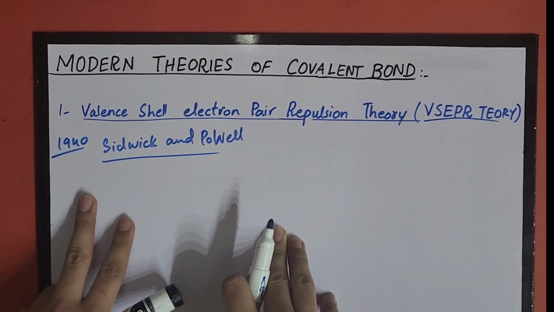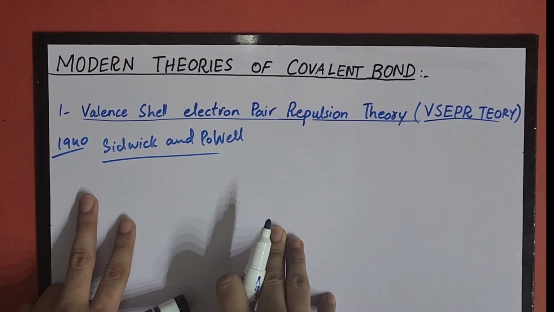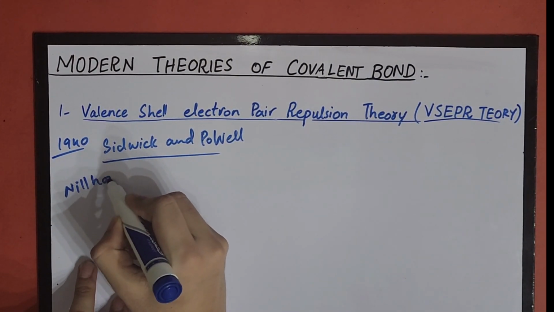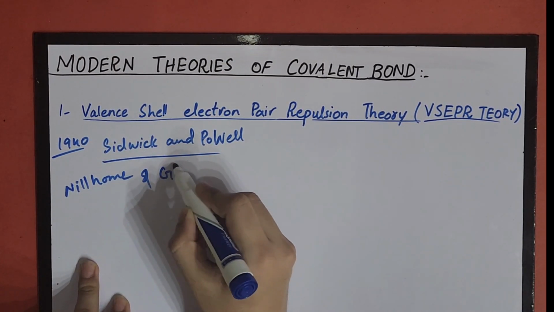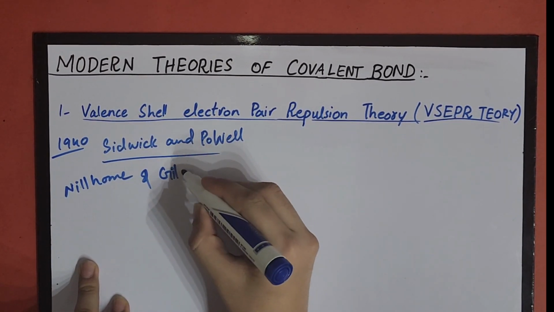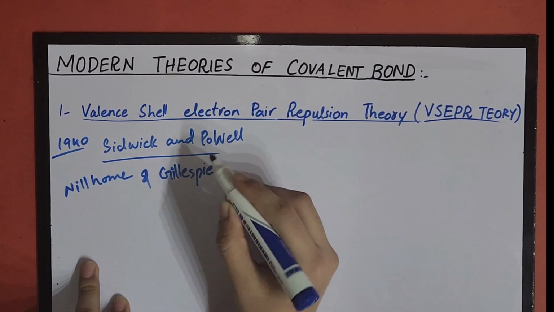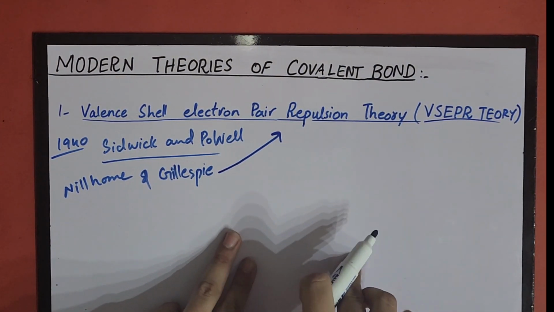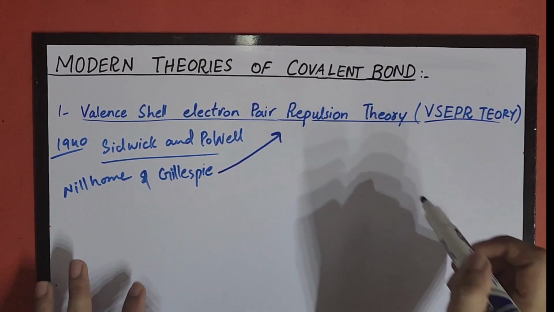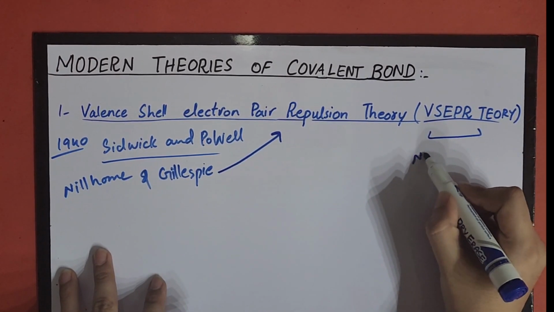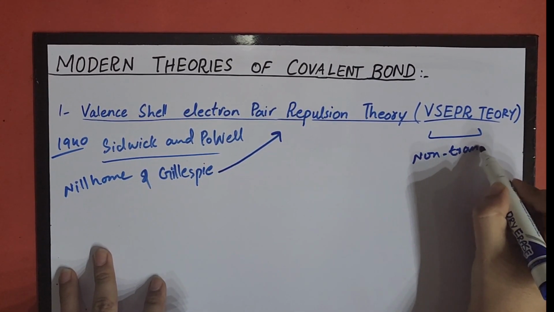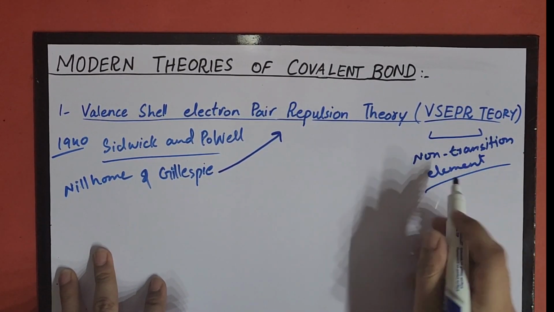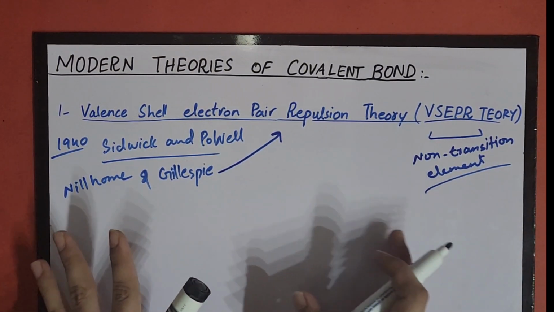But recently, other scientists like Nyholm and Gillespie developed the VSEPR theory, which explains the shapes of molecules for non-transition elements. So basically this theory is all about non-transition elements.